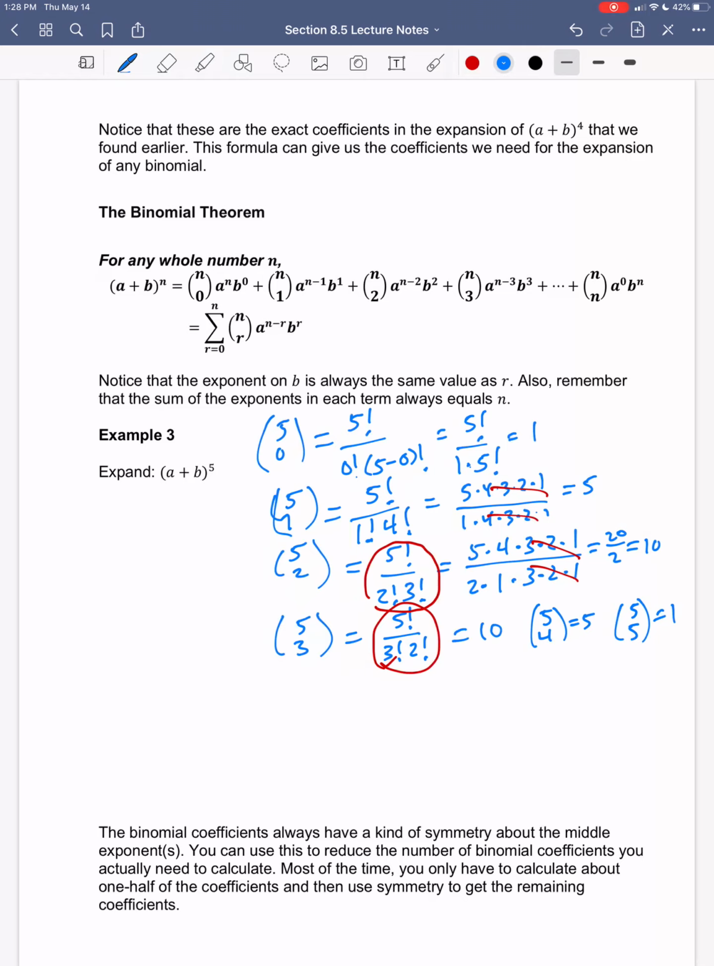So how do I expand this? Well, I just use these coefficients with the way the variables work. So I'm going to get 1, and we start with a to the 5th.